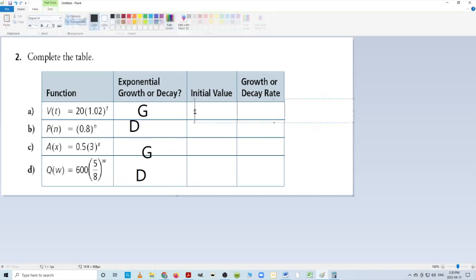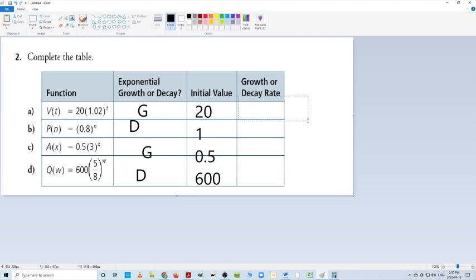The initial value, meaning when t is 0. So just remember that whenever those exponents are 0, the thing in the bracket will be 1. So the initial value here is 20 times 1. The initial value here is 1. The initial value here is 0.5. And the initial value here is 600. So that's where they all start. Those are all the y-intercepts.